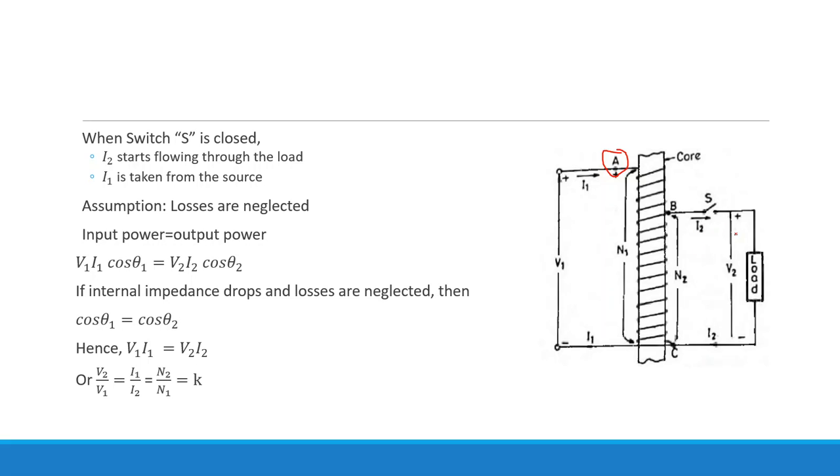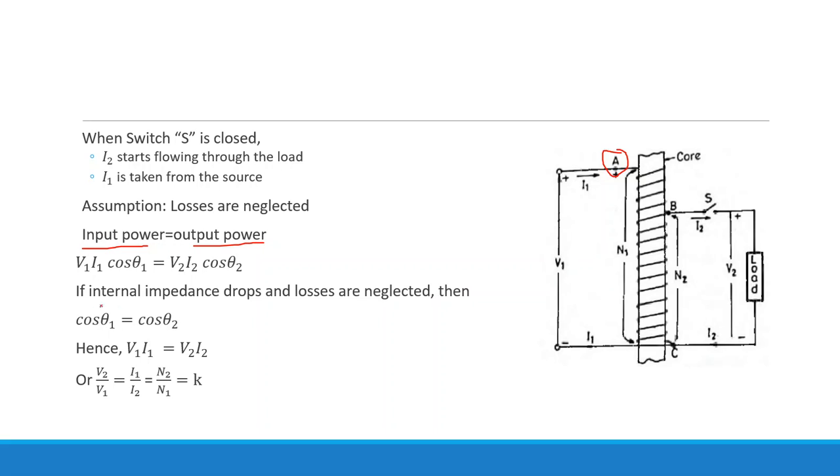What would happen when you close the switch? When you have connected V1, the current I1 will start flowing, and it is going to induce working MMF. When the switch is closed, the load will be connected and I2 will start flowing. Here we assume that the losses are neglected. So at that time we can consider that input power is equal to output power.